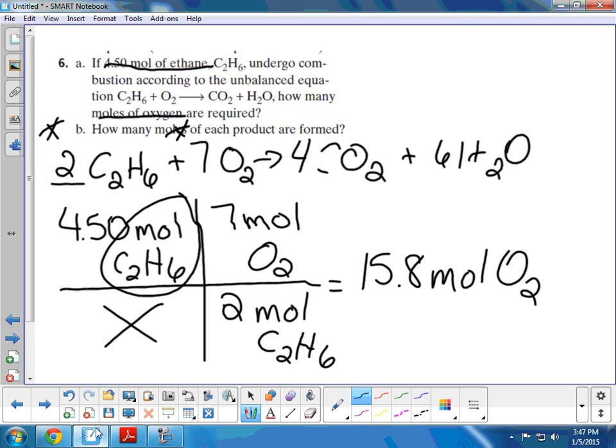Right. Part B asks how many moles of each product are formed. So we know how many moles of oxygen, that's one of our reactants. And now what are the products? So we really have to have 2 answers here. We need to know how much CO2 we have and how much H2O we're going to have. So I'm going to erase part A so I have room to do B.